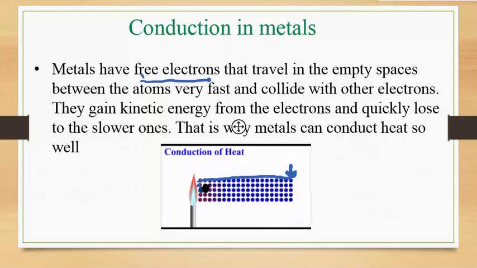and transfers it from this point to the next point, then the next electron will transfer this heat energy to the next one. These electrons gain kinetic energy from the heat and quickly lose it to the slower ones. Means from this point they gain the heat energy and transfer it in the form of kinetic energy to the next free electron, and quickly lose it to the slower ones. That is why metal can conduct heat so well.